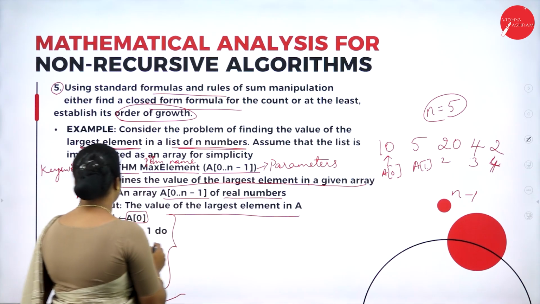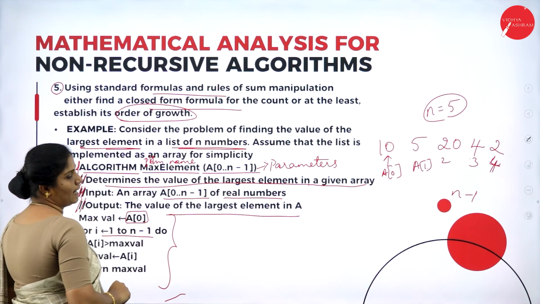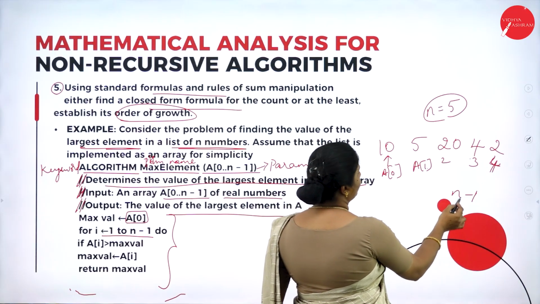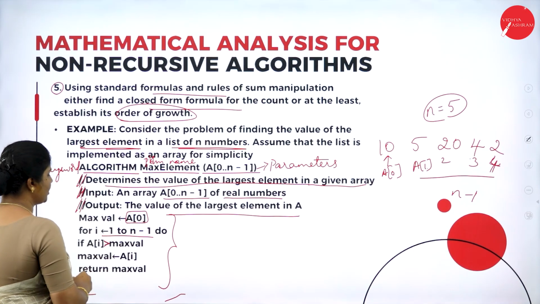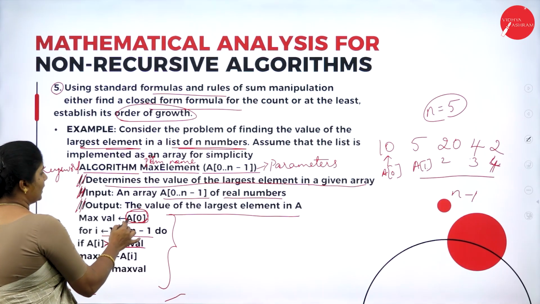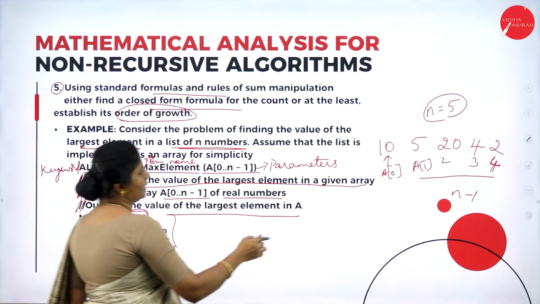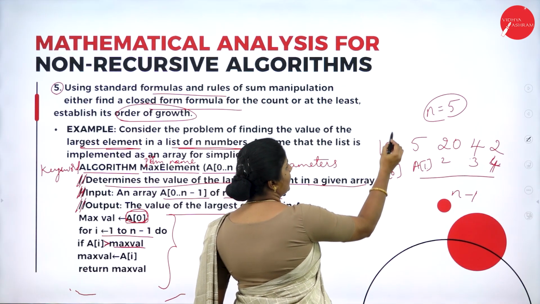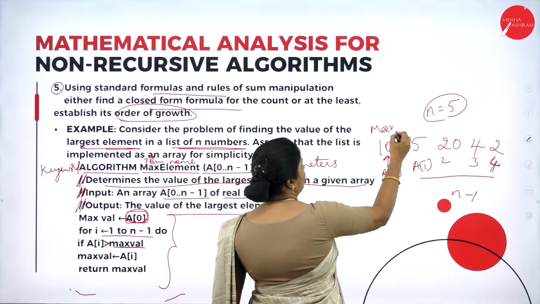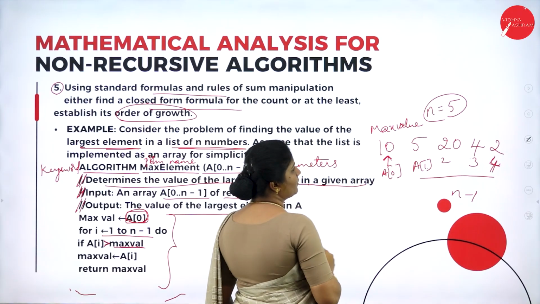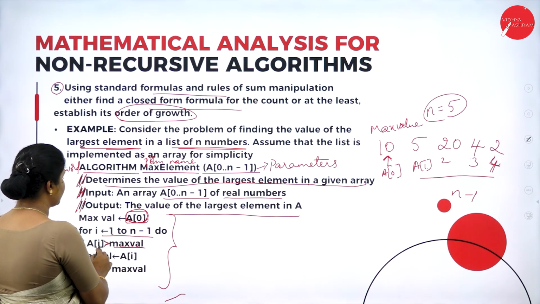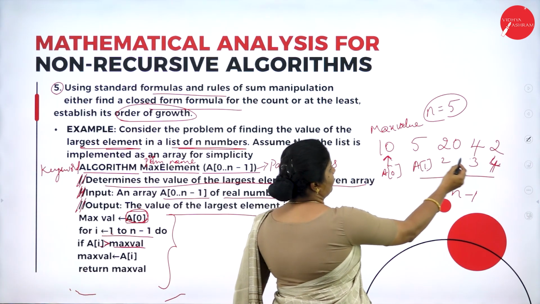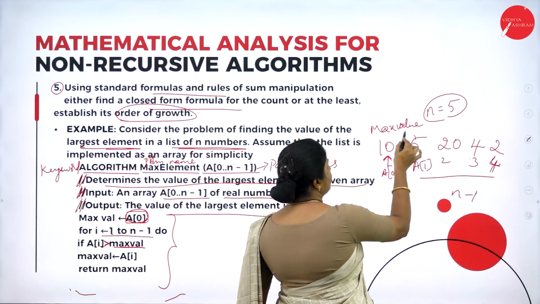So that is why here I am saying for I is equal to 1 to n-1. Do what you should do from 1 to n-1. What should I do? Compare each element with the maximum value. Initially, the index A of 0, what is there? The value 10 is there. This 10 I have assigned to max value. I consider 10 as the maximum value. Next, from 1 to n-1, what should I do? I should compare each and every element. So compare 5 with 10.